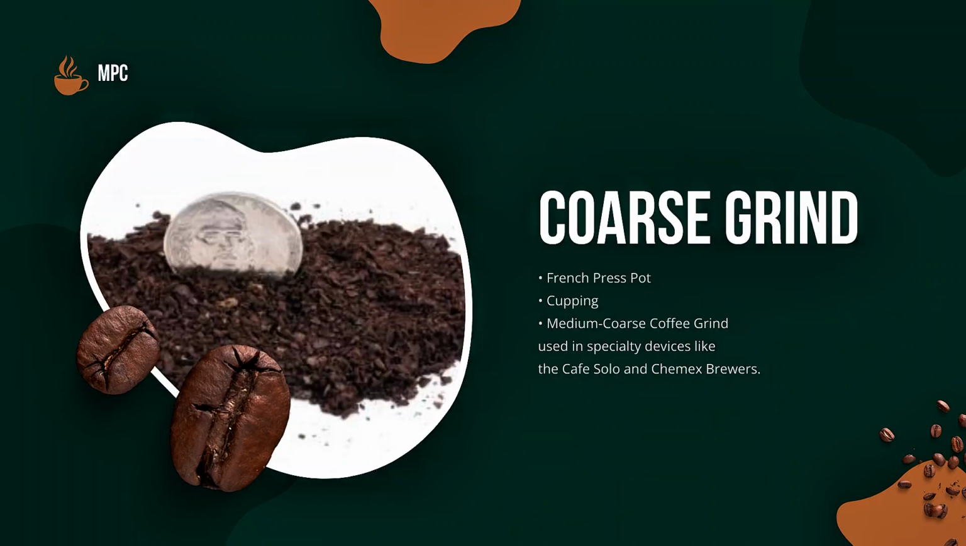Coarse grind. Here in coarse grind, the medium coarse coffee grind is used in specialty devices like the Café Solo and the Chemex brewers. So here in the coarse grind, it is similar to the extra coarse grind, but we have to add a little bit of time to grind the coffee beans, so that we achieve a look similar to sea salt, like breadcrumbs.